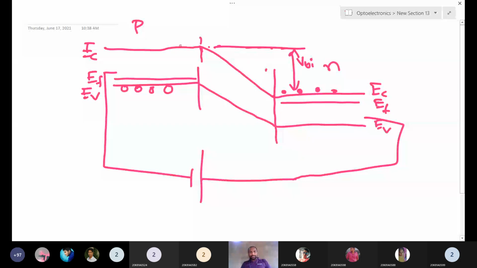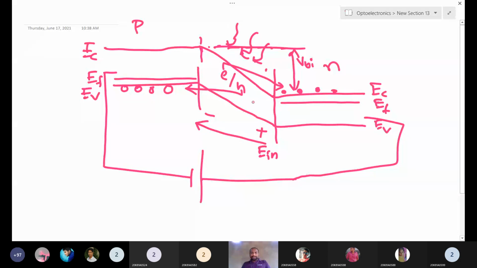Now we are shining light here. Because of this shining light, we are creating electron-hole pairs in the depletion region. The internal field direction is always plus to minus. Because of this, only holes go towards the p side and only electrons go towards the n side. Here only holes going to the p side means there is no recombination, and hole density is increasing. Similarly, only electrons are coming towards the n side, so electron density is increasing, right?